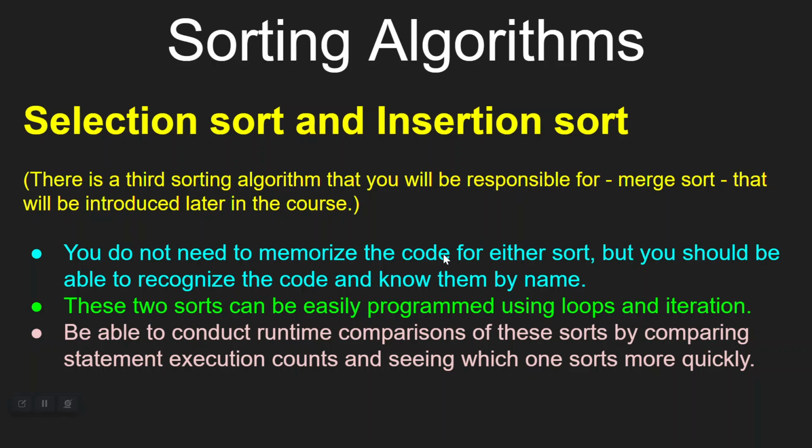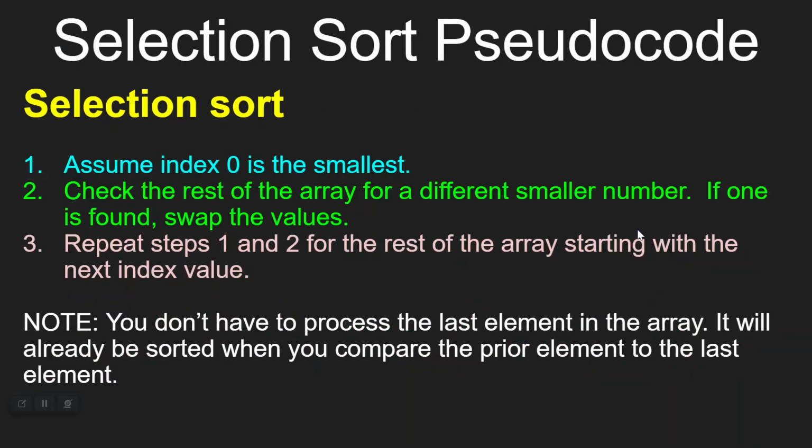Now, the other thing that you should be able to do is conduct what are called runtime comparisons of these sorts. And what that means is you'd be comparing statement execution counts and seeing which one sorts more quickly. So in other words, you should be able to understand how the code works and understand which sort is actually going to sort the list more quickly than the others. All right, so we're going to go ahead and look at just the general pseudocode for a selection sort and look at how it works, and then we'll work through an example.